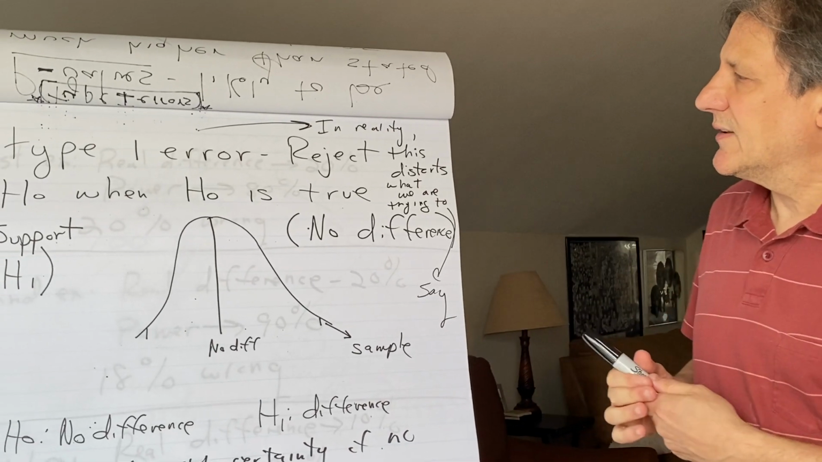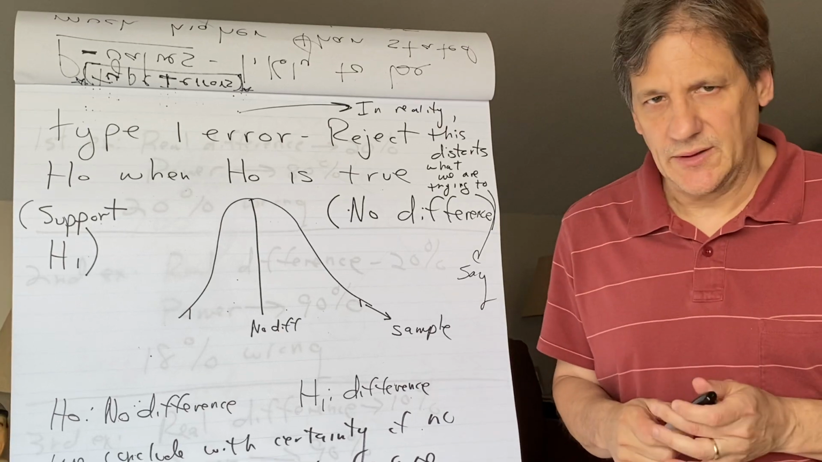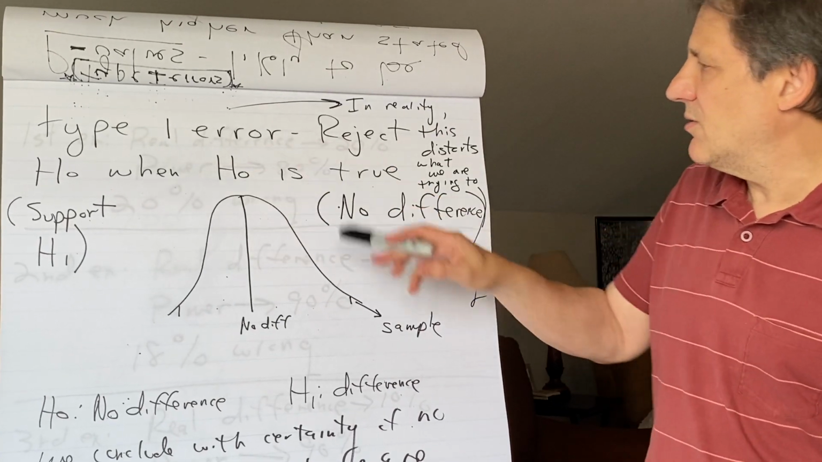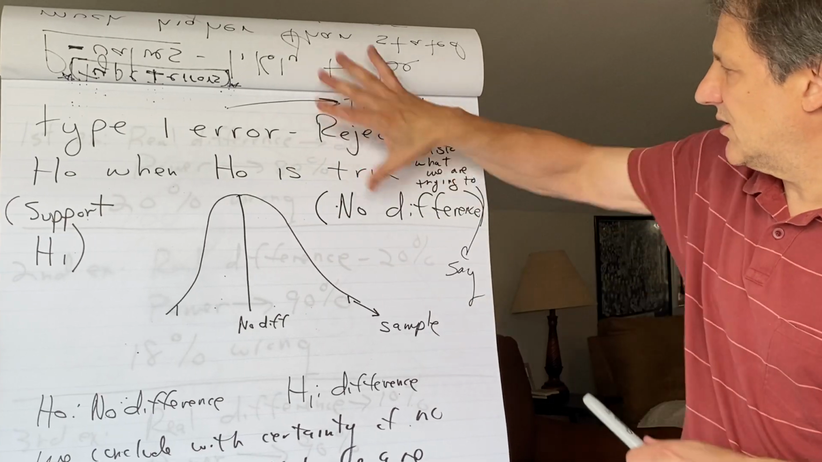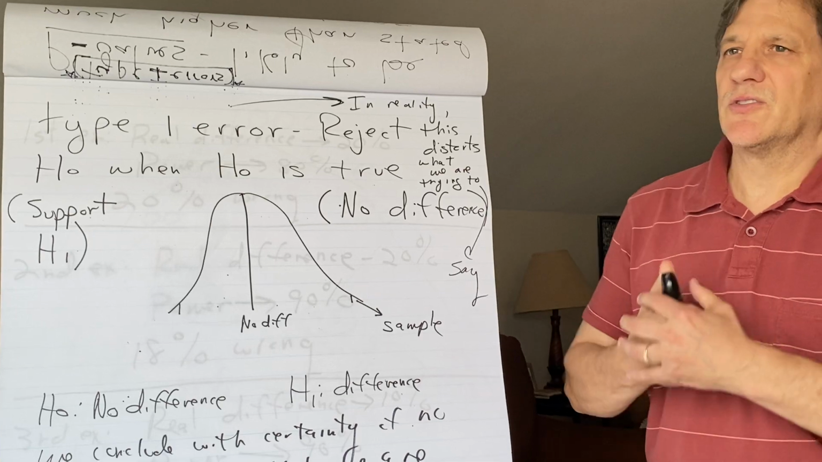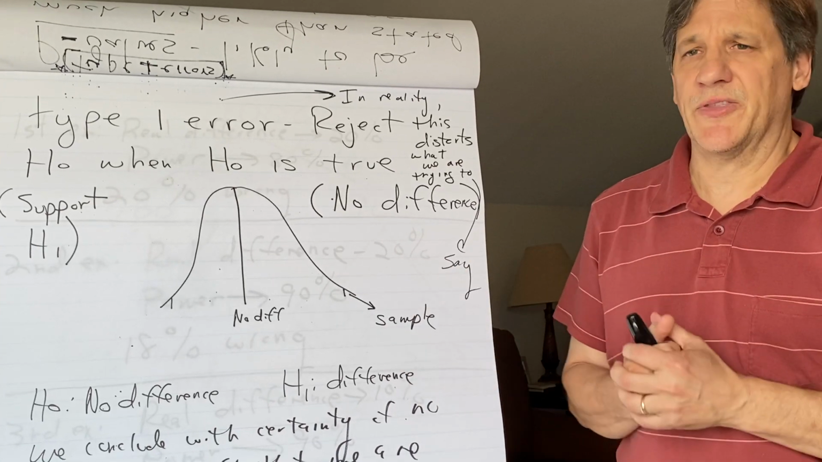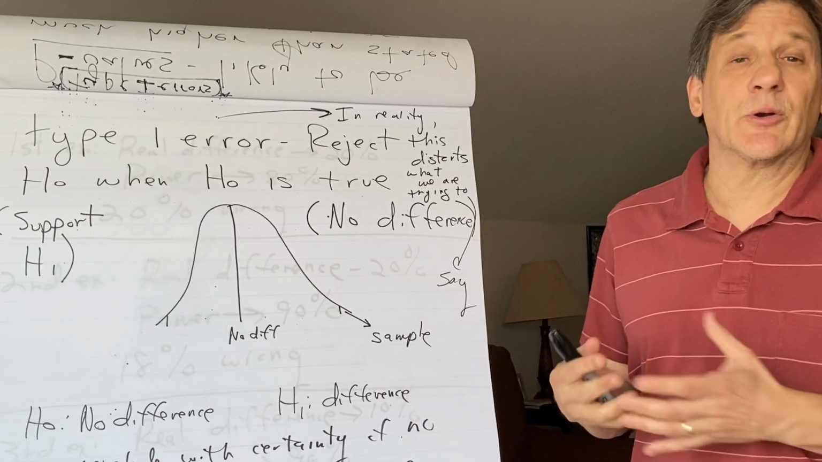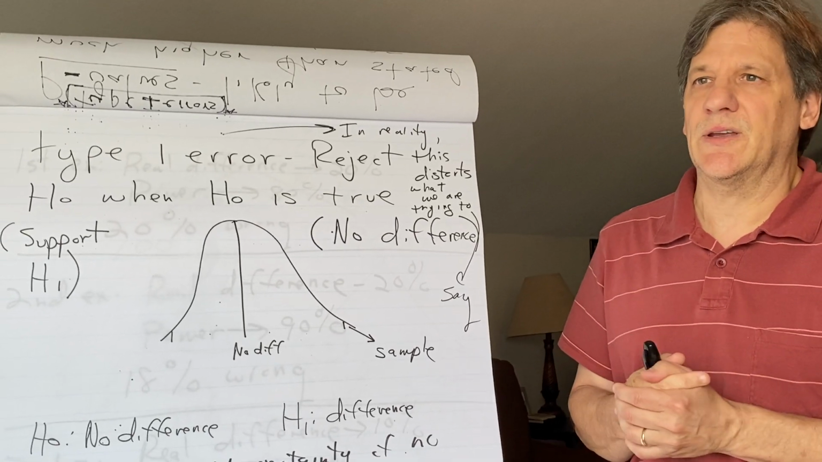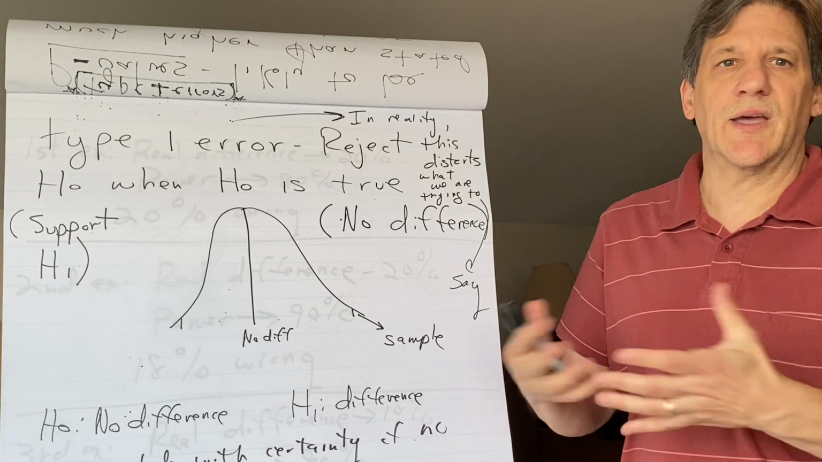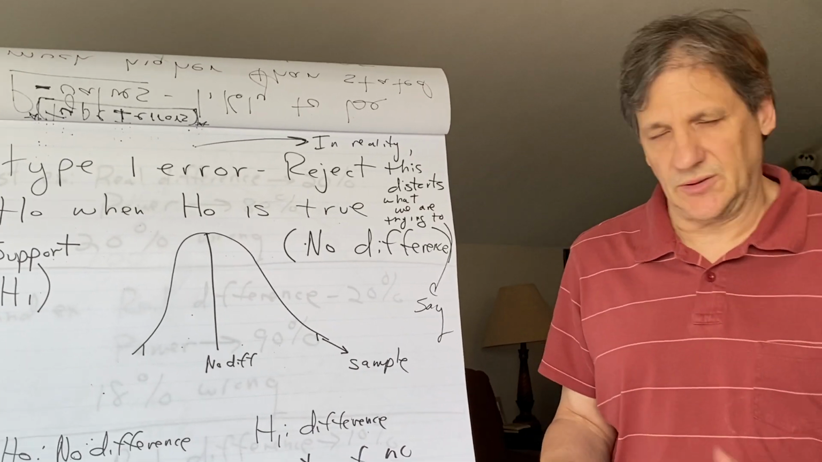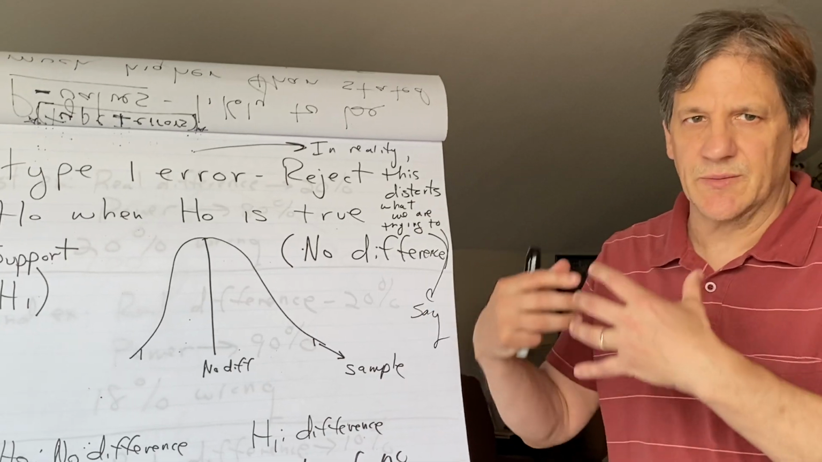Let's first define what a type 1 error is. Type 1 error is rejecting H0 when H0 is true. Okay, H0 is H sub 0, that's the null hypothesis. Very often it's written as there is no difference. So for example, there is no difference between a drug and a placebo when trying to improve some condition. That's the nature of H sub 0.